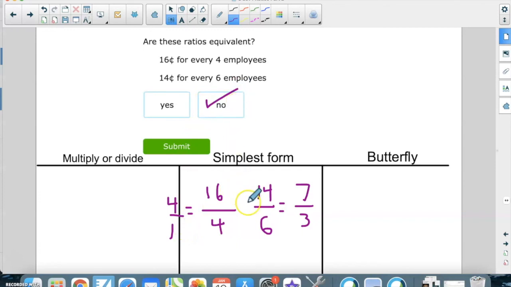Could you use the butterfly method? Yeah, you got bigger numbers though. I thought it was easier just to put them both in simplest form. Okay. You could have put this in simplest form like we did, and then you could have said, well, how to go from 7 to 16? Well, you can't, right? So that wouldn't have worked. So simplest form would have been the best, or butterfly.